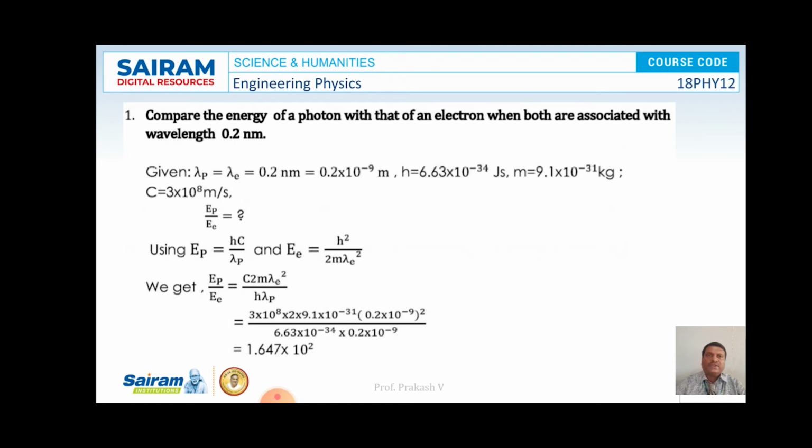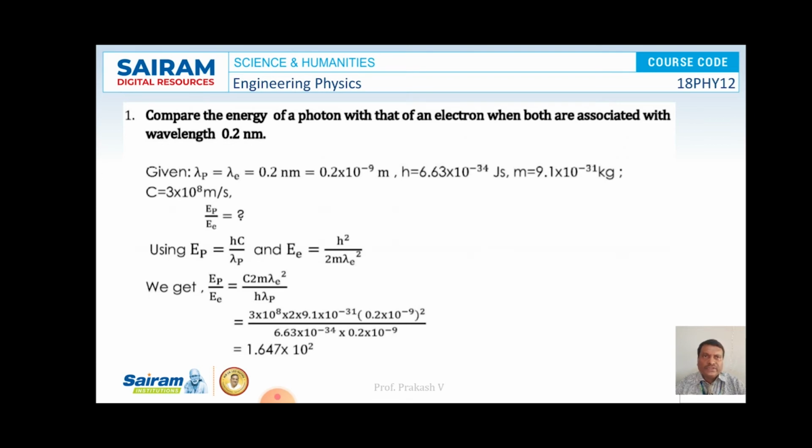So here the given data: lambda p is equal to lambda e, that is equal to 0.2 nanometer, and h is Planck's constant, that is 6.63 × 10^-34 joule second, and m is the mass of the electron, that is 9.1 × 10^-31 kg, and c is the velocity of light, that is 3 × 10^8 meter per second. So here we have to calculate what is Ep by Ee.